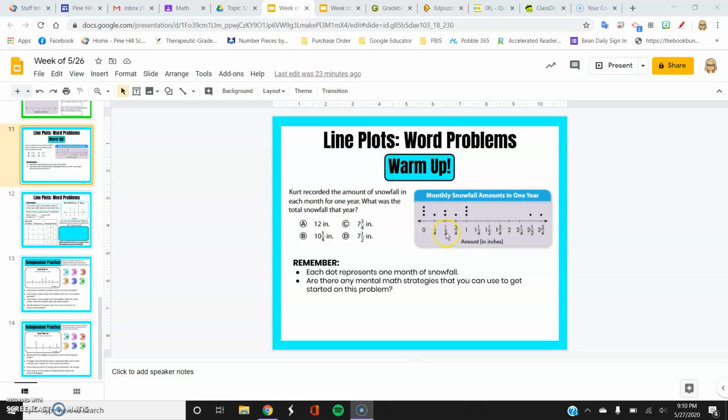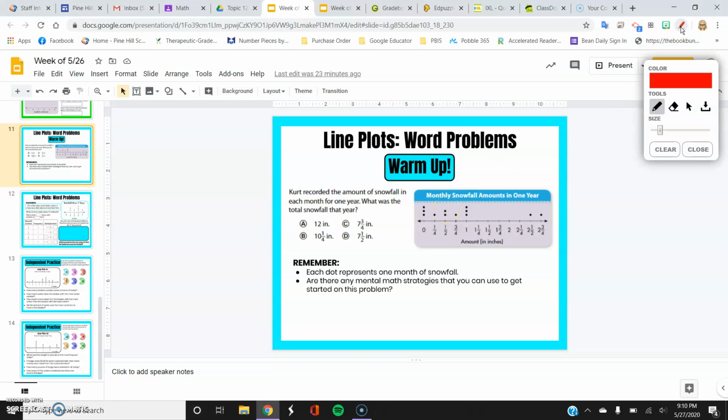So if I look here at 1/2, well, I have 2 months at 1/2. So what is 1/2 plus 1/2? That's going to give me 1, right? So right away, see if this works. I can write the number 1. So I did this one. I did this one.